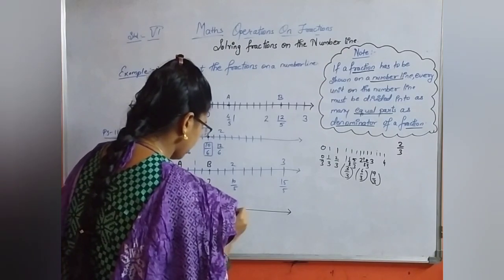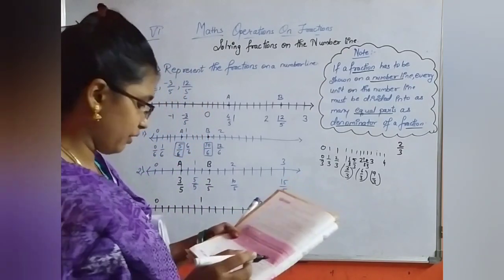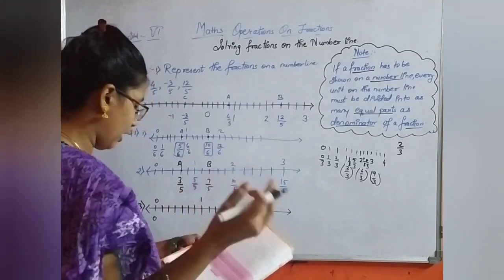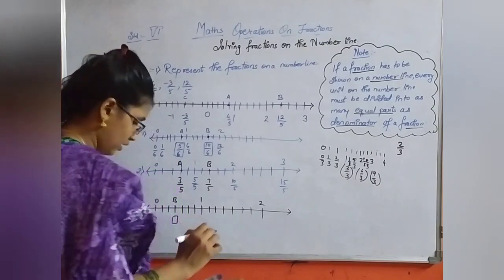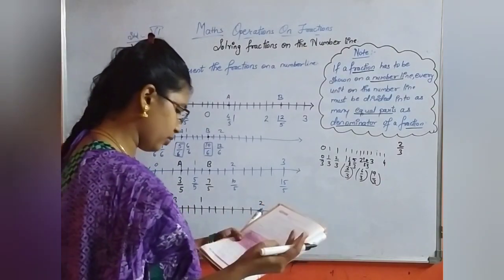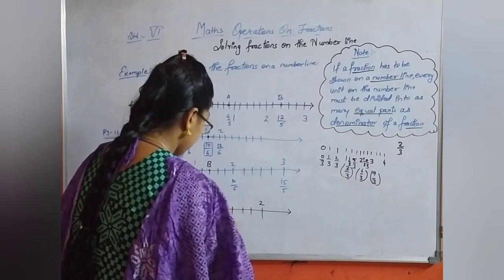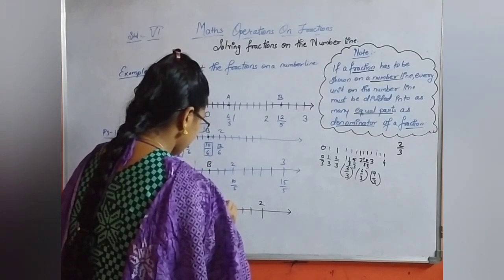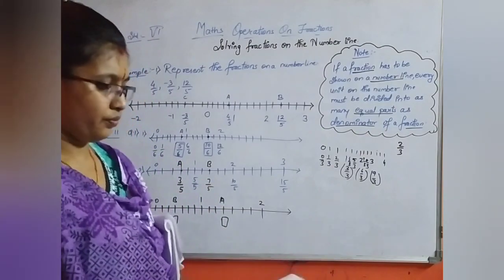1, 2, 3, 4, 5, 6, 7. Now where do we have to find the answer? The third unit after 0. 1, 2, 3. And the next one, it's the third unit after 1. So this one you will find on your own in your notebook.